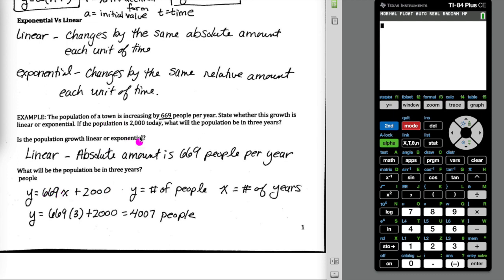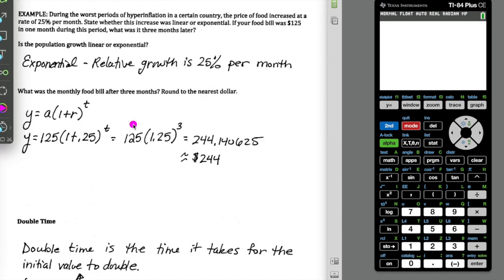The author of this question wants to know what will be the population in 3 years. Since y is going to be the number of people and x is the number of years, all I have to do is plug in 3 for x, and I'm going to get out 4,007 people. All right, let's look at this next example.